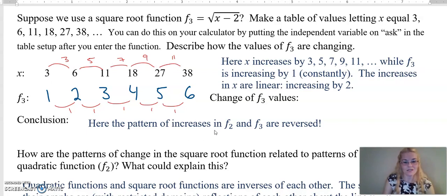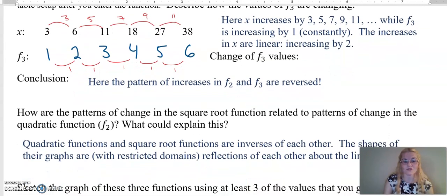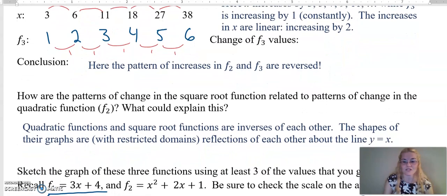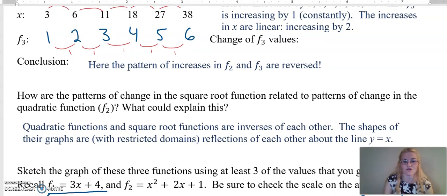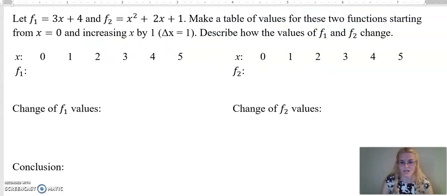And here, the pattern of increases for F2, what we just saw in F3, they're reversed. So how are the patterns of change in the square root function related to the patterns of change in our quadratic? Well, clearly, it's because quadratic functions and square root functions are inverses of each other. The shapes of their graphs are going to be reflections of each other. So let's practice graphing quickly.